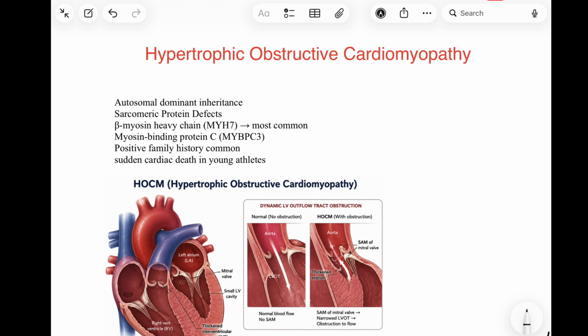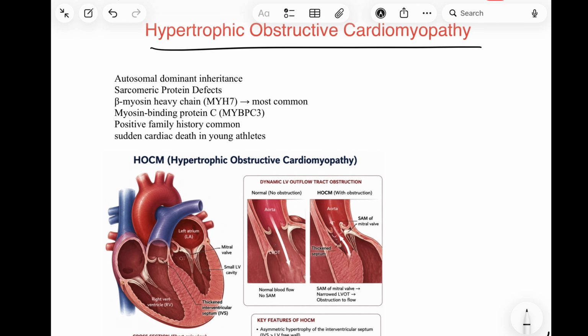Now let's discuss hypertrophic obstructive cardiomyopathy. The name itself tells that there is a hypertrophy of heart muscle that results in systolic and diastolic dysfunction, right? So HOCM is usually autosomal dominant inheritance. The most important point in HOCM is that there is a positive family history of sudden cardiac death in young athletes.